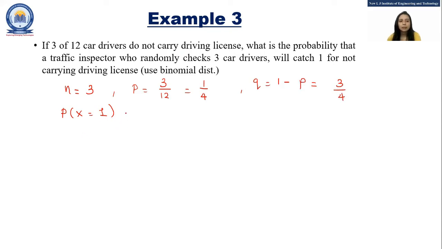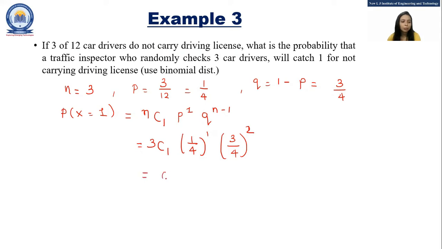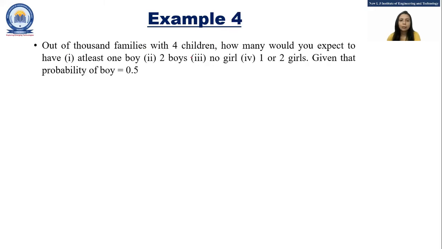Now P of x equals 1 is nC1 P raised to 1, Q raised to n minus 1. The value of n is 3. So 3C1, P raised to 1, that is 1 by 4 raised to 1, and 3 by 4 raised to n minus 1, that is 2. So this is equal to 0.4222.